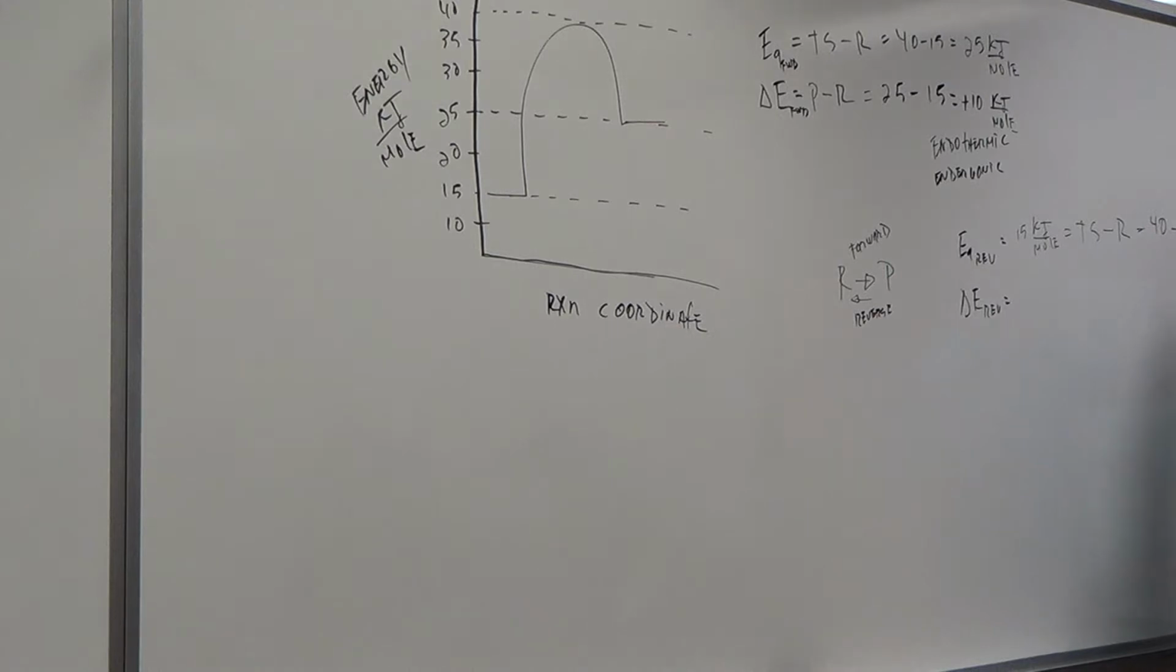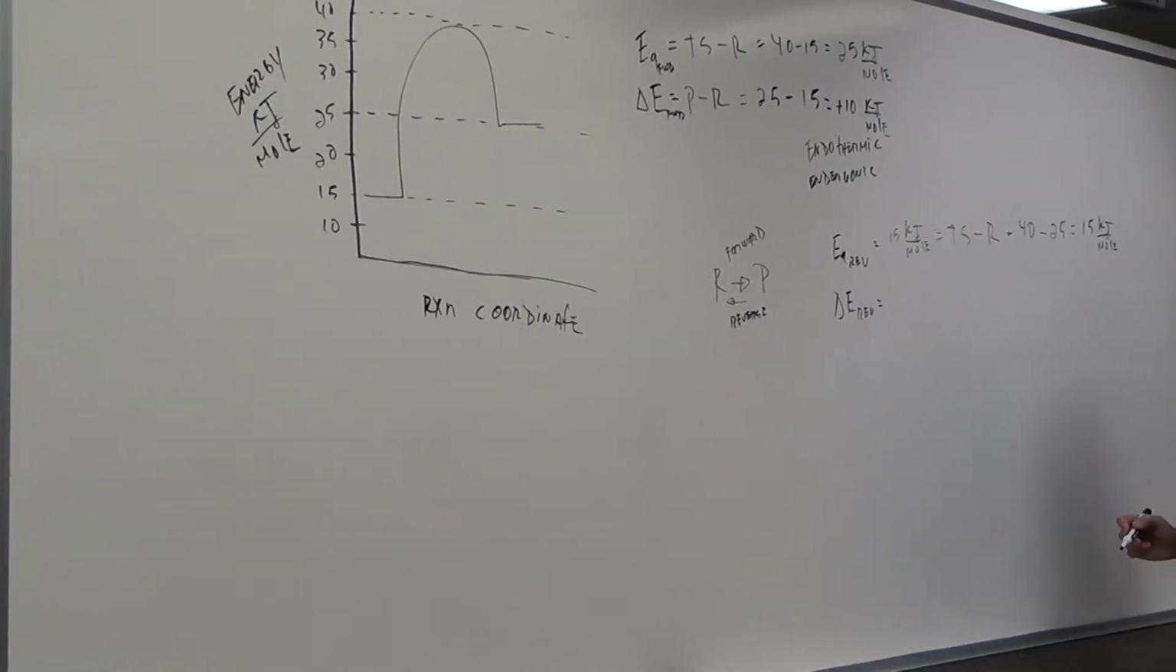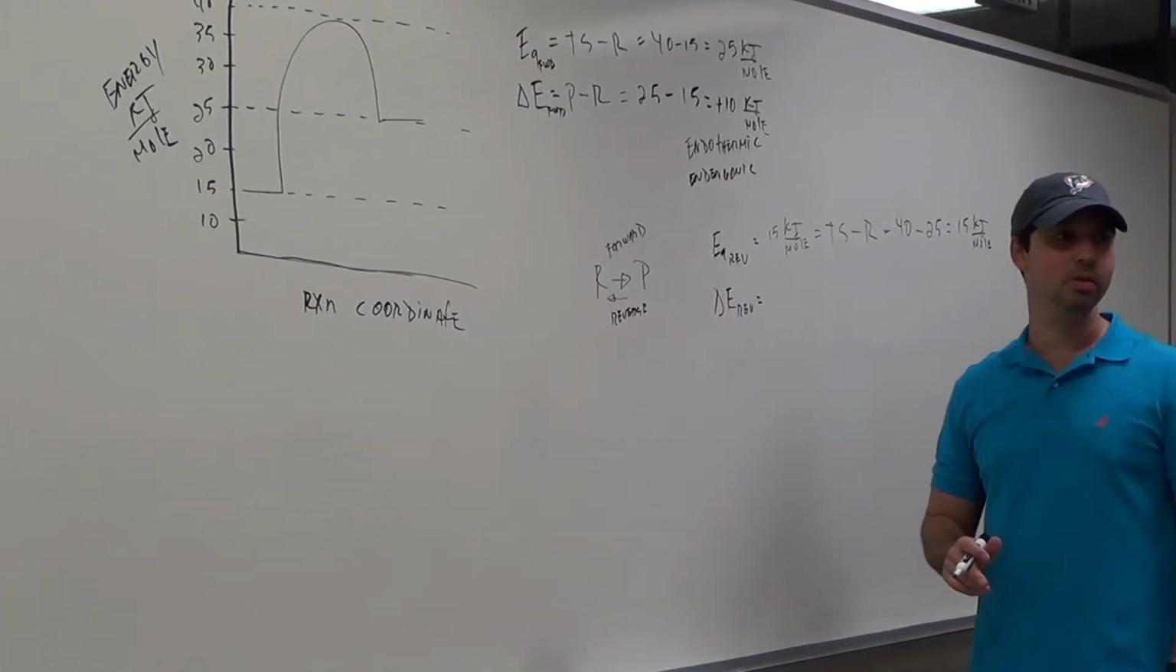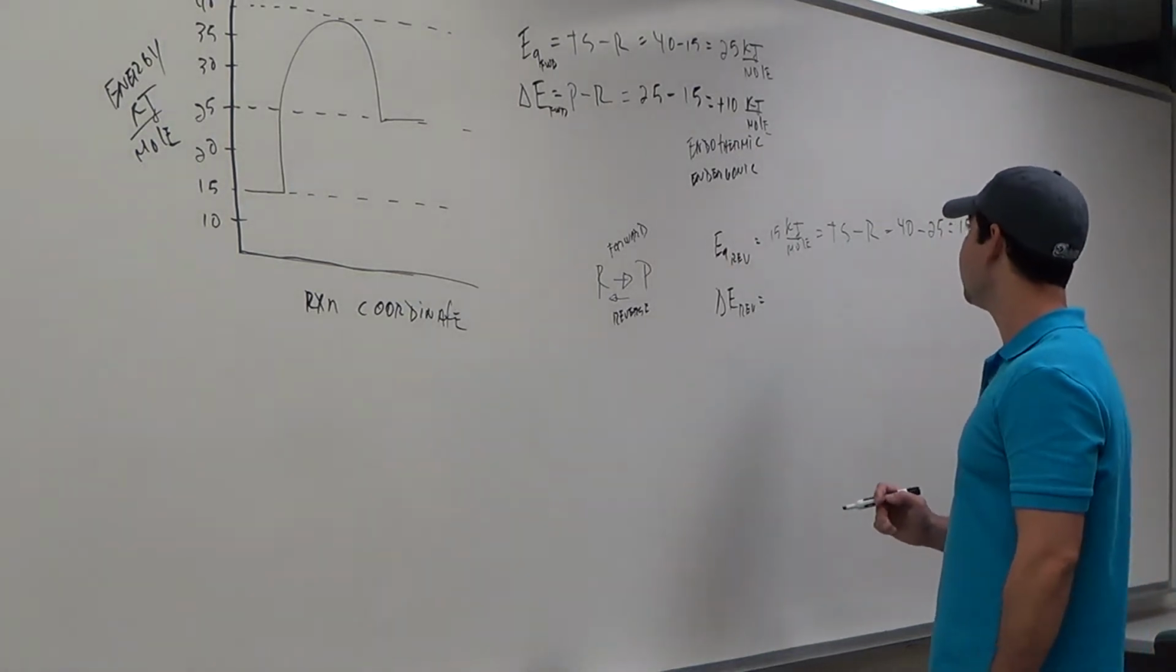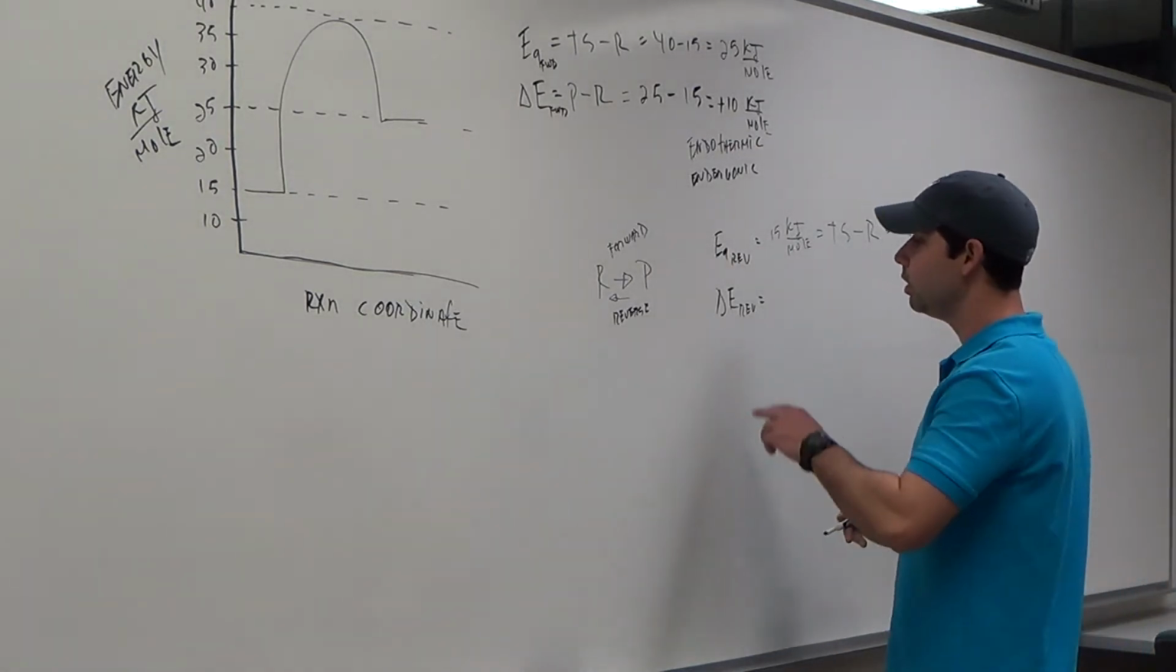So what's that equal to? 15 kilojoules per mole. Positive number or negative number? Positive number. Could this number ever be negative? Whoever gets this wrong on the test, I'm going to smack you in front of everybody.